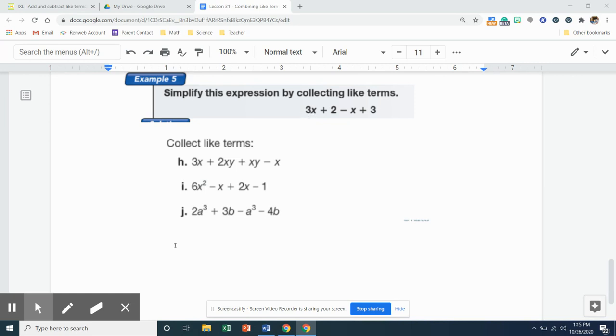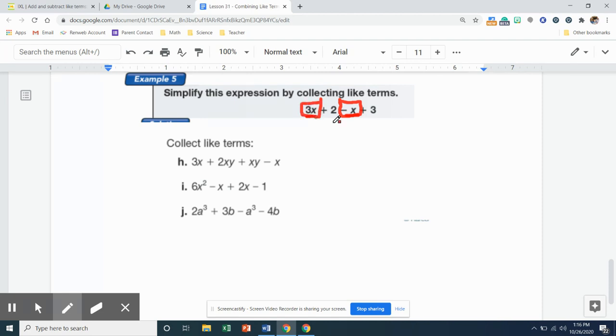Now, let's look at this 3x, okay? And I need something that has that same x variable. 2 does not have an x variable. That is not a like term. Here is x. So here I have a like term. So now I have 3x minus x. Don't forget this sign, sorry, I'm trying to draw with a mouse, belongs to that variable.